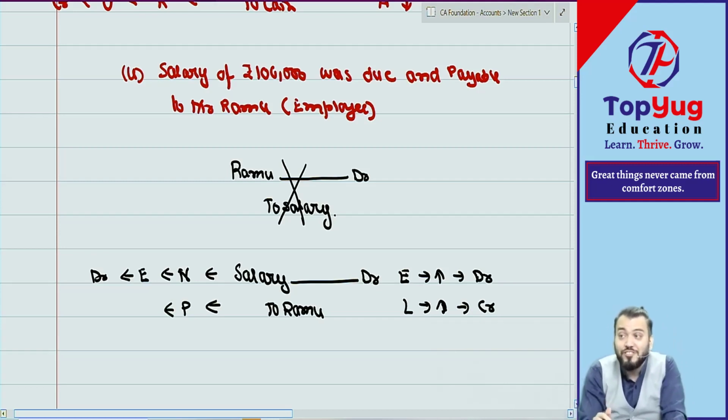So here Ramu is giving what? What has he received? Till now nothing was received. Now he will receive in future. So Ramu is what? Personal account. And of course credited means the account is credited. So he will be giver or receiver?